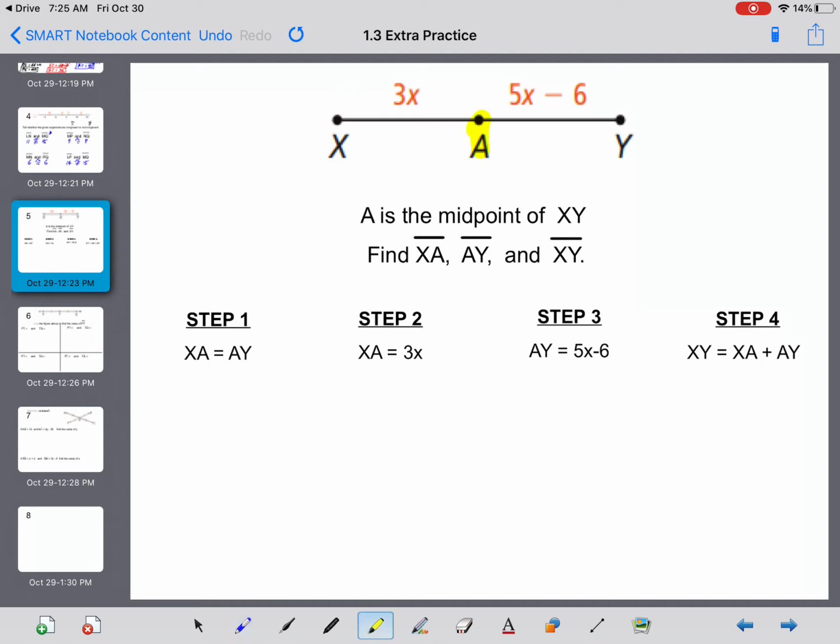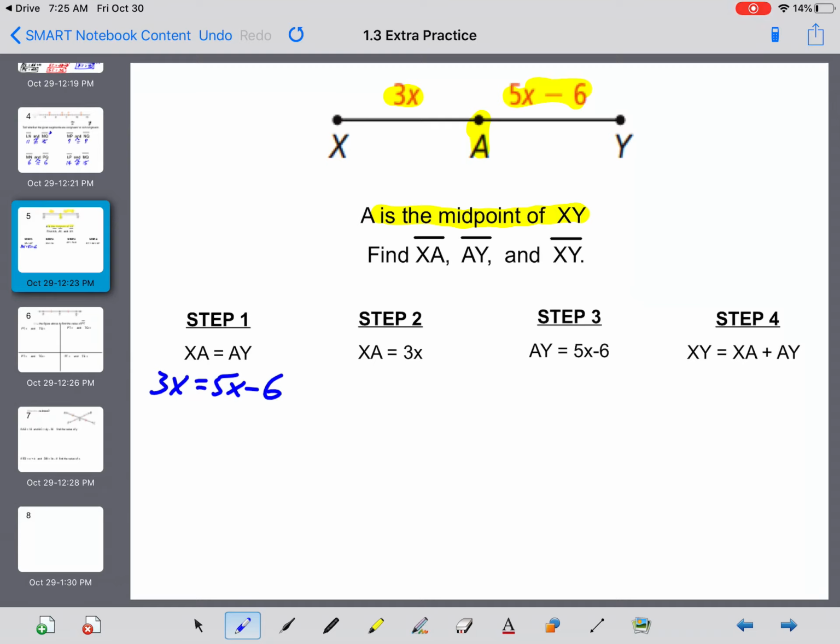A is the midpoint of XY, okay? So they're telling us, which means that 3x is going to be equal to 5x minus 6. So that's our first step. 3x equals 5x minus 6.